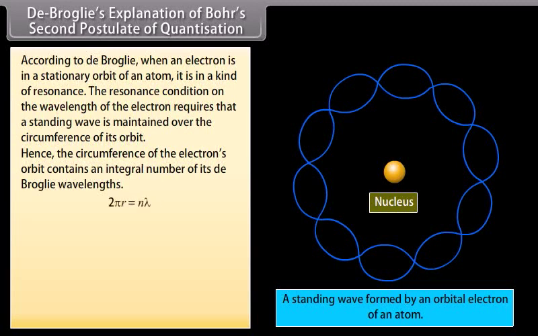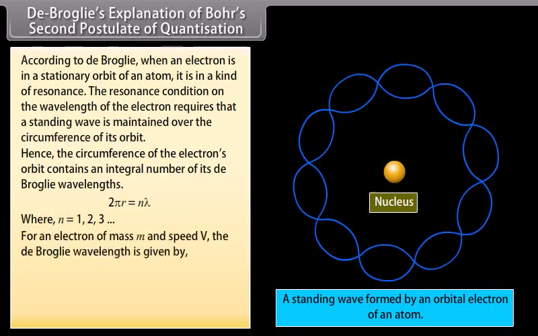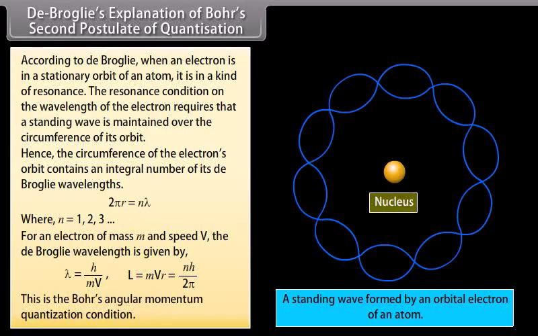2πr = nλ, where n = 1, 2, 3, and so on. For an electron of mass m and speed v, the de Broglie wavelength is given by h/mv. This may be written as mvr = nh/2π. This is Bohr's angular momentum quantization condition.